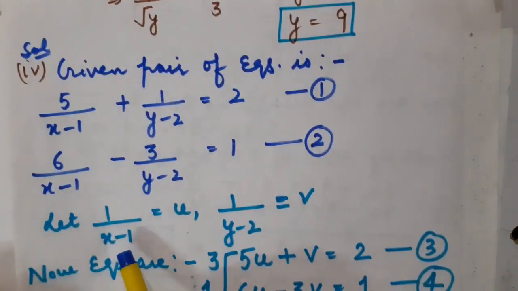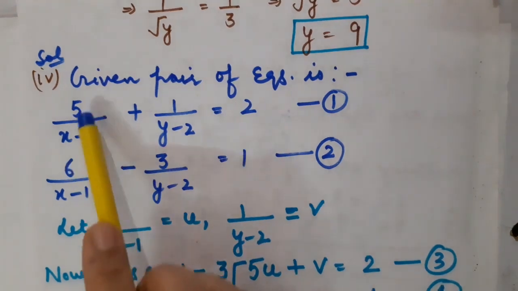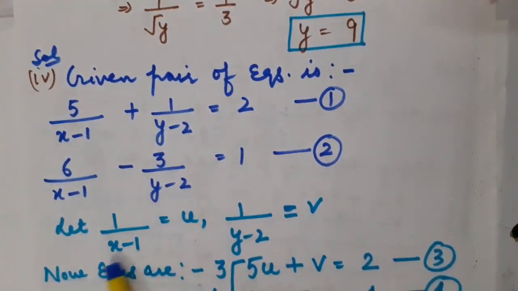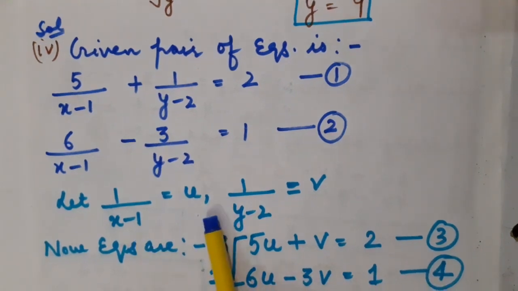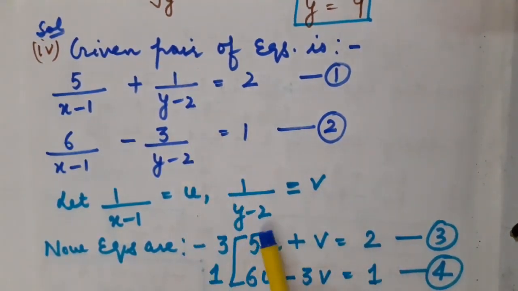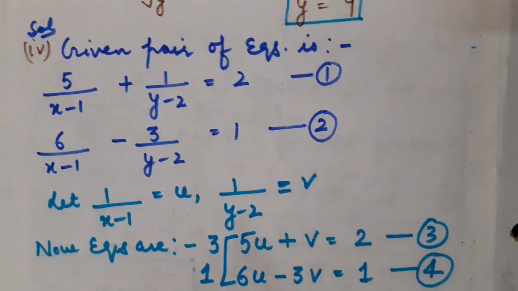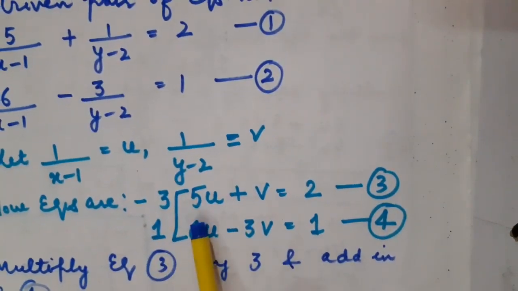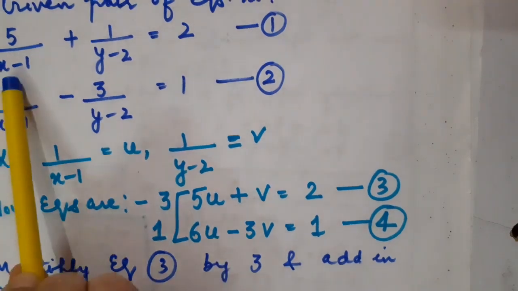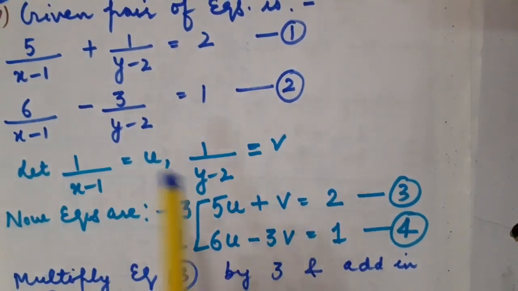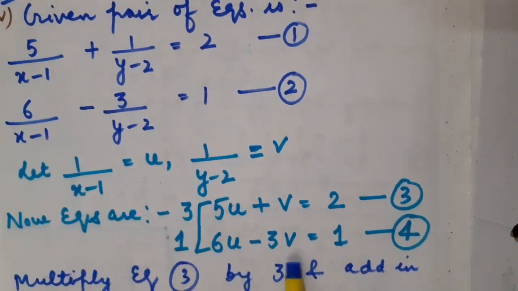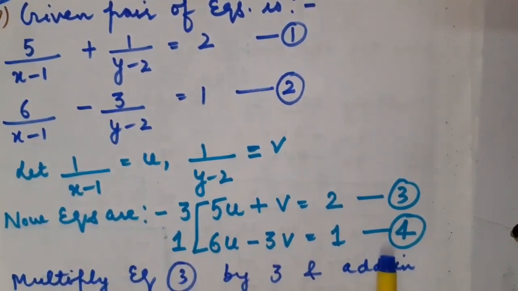What is to be done for that? Here 1 upon x minus 1 and 1 upon y minus 2 are common. So I am going to take 1 upon x minus 1 as u and 1 upon y minus 2 as v. So what will be the new equations formed? The new equations will be 5u plus v is equal to 2. Here 6u minus 3v is equal to 1.